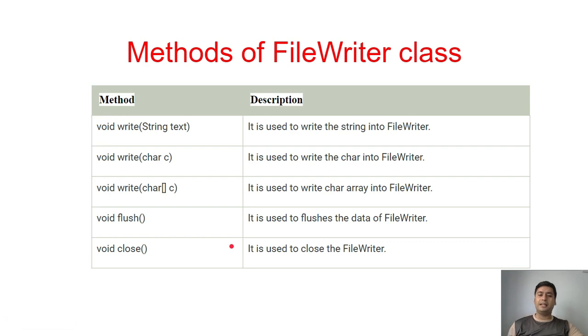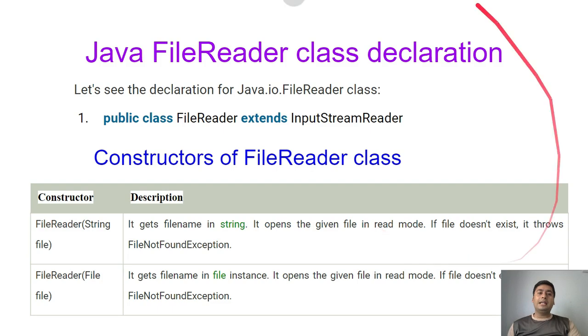Let me go and discuss the file reader class declaration. File reader is capable of reading the file data and bringing it back to our application. So this is the benefit of the file reader. Let us see the declaration. It is also available in java.io. Public class FileReader extends InputStreamReader. Here you can see the constructors of the FileReader class. You can pass the string file name, and you can pass the File class also.